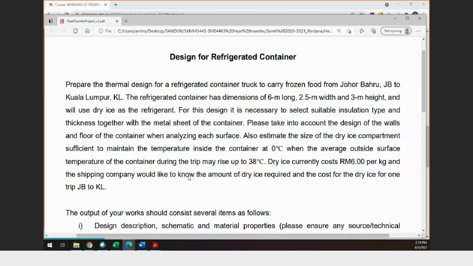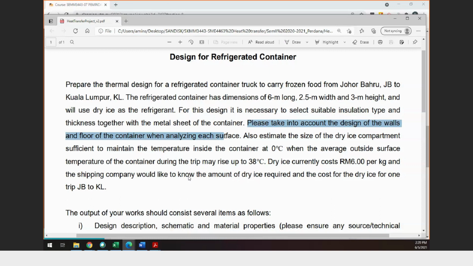So what you need to do is define, or propose, what kind of insulation type, as well as the metal sheet of the container, in order to complete the container. Please take into account the design of the walls and the floor, together with the top part, the ceiling of the container. So it's like a rectangular box.